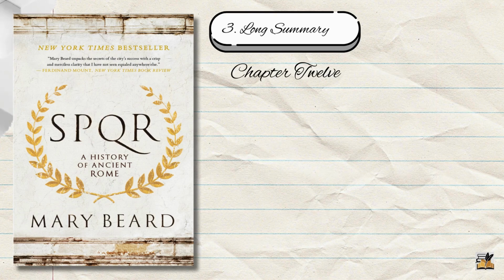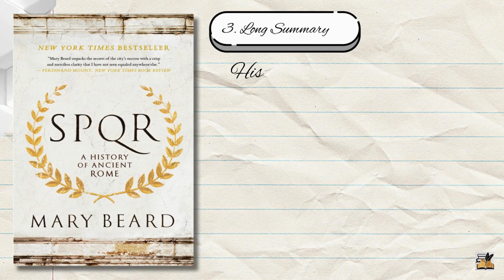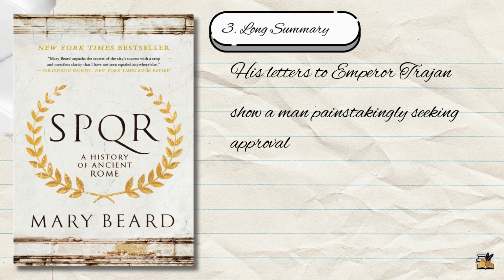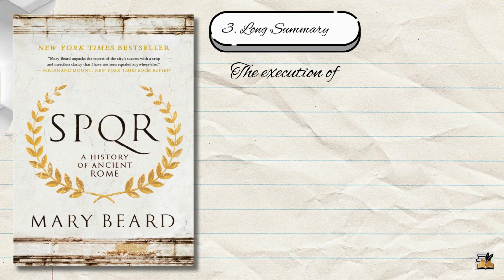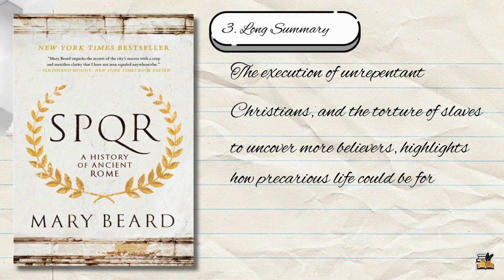Chapter 12 then illustrates Roman administration in action, specifically under Pliny the Younger, who governed Bithynia around 109 CE. His letters to Emperor Trajan show a man painstakingly seeking approval for each step, repairing roads, building aqueducts, and dealing with the province's Christian community. The execution of unrepentant Christians and the torture of slaves to uncover more believers highlights how precarious life could be for new religious sects.